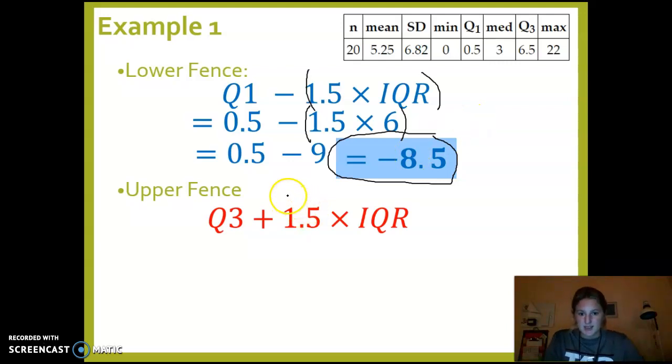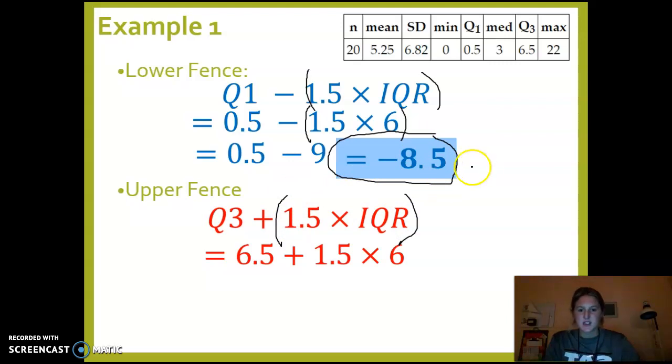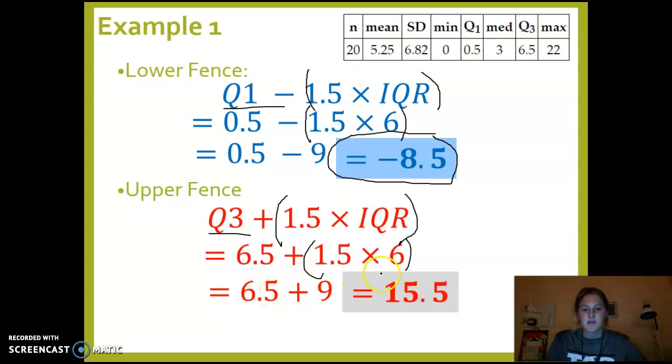Q3 plus 1.5 times the IQR again. Let's do the multiplication first. 1.5 times 6, I just did it. I told you that's 9. So you take Q3 now. Notice how it's not Q1, it's Q3 now. And we're adding these to get our upper fence. So 6.5 plus 9 gets me an upper fence of 15.5. So any number bigger than 15.5 is an outlier. So let's go back to our data and see.